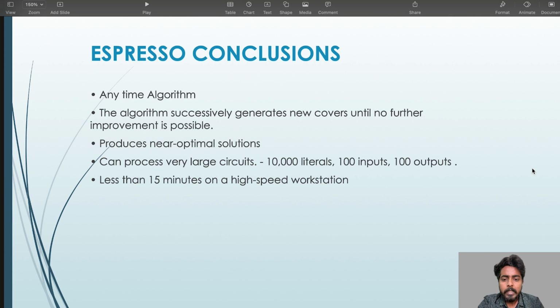One of its key strengths is its ability to handle very large circuits, processing up to 10,000 literals, 100 inputs and 100 outputs, a scale that makes it invaluable for complex digital design. Even with such a large circuit, Espresso remains highly efficient, completing optimization in less than 15 minutes on a high-speed workstation. Its balance of speed, scalability, and effectiveness makes it a vital tool in modern logic synthesis and VLSI design.